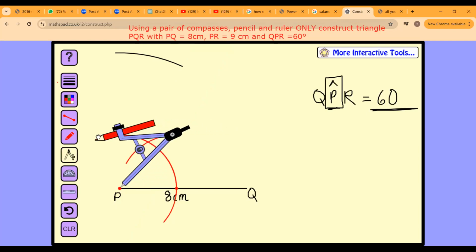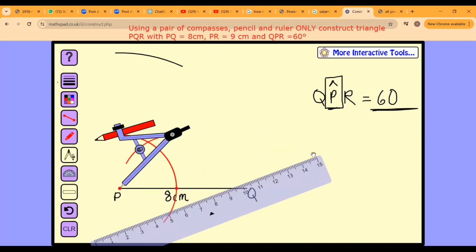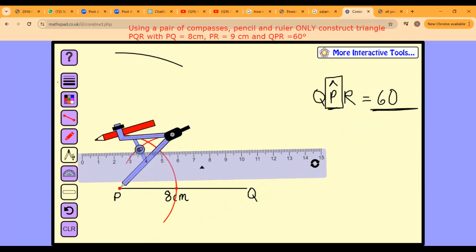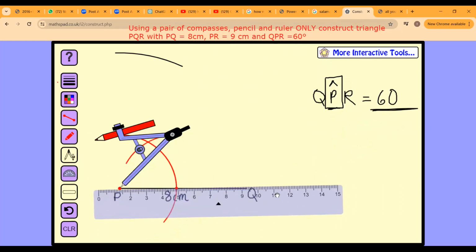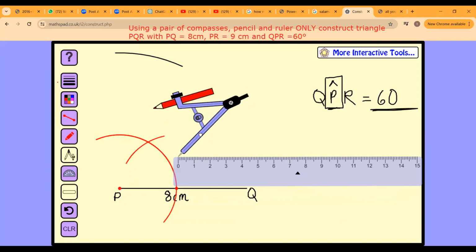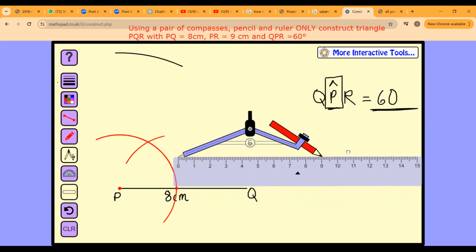And so what I have to do first is let me increase this arc so that we can have more space where that line we're about to draw could intersect that arc. So remember, it's supposed to be 9 centimeters. So I'm going to come here and make this 9 centimeters. Okay. So again, this has to be 9 centimeters.